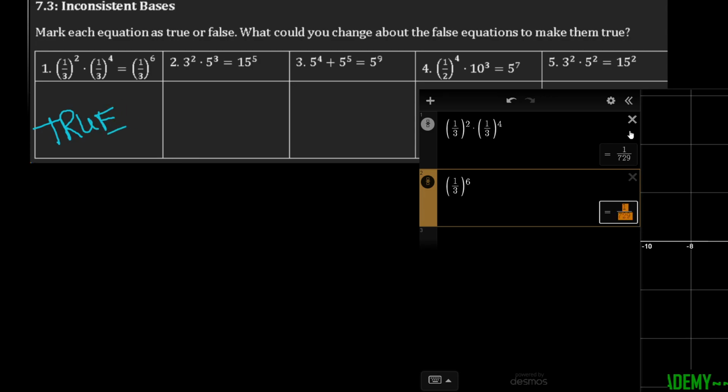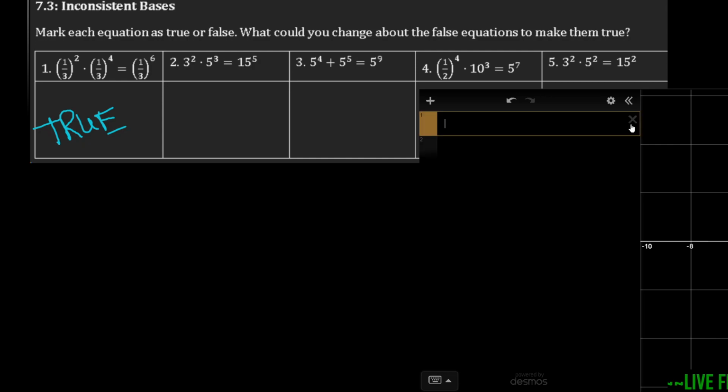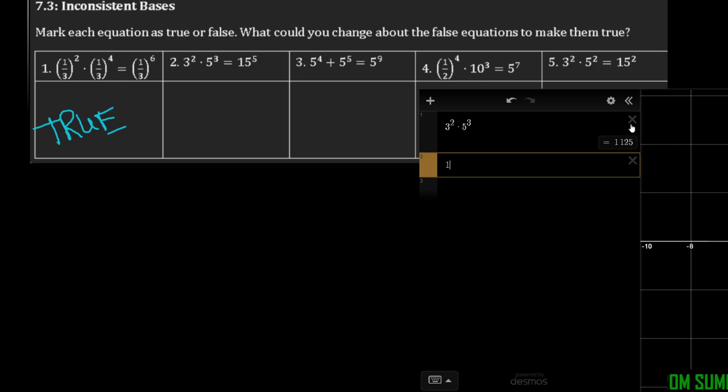So let me clear out the next one. It says 3 to the exponent of 2 times 5 to the exponent of 3. Is that the same as 15 to the exponent of 5? And so that's not going to be true. Notice how, again, these are different numbers. So this is going to be false. I'm going to write false for that one.